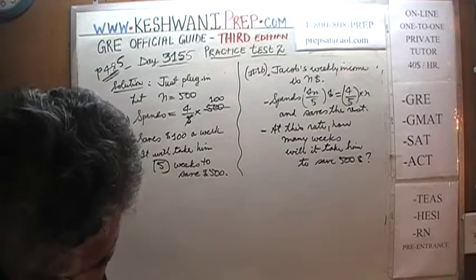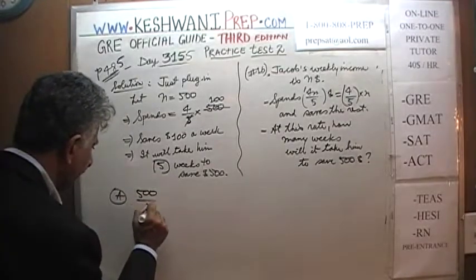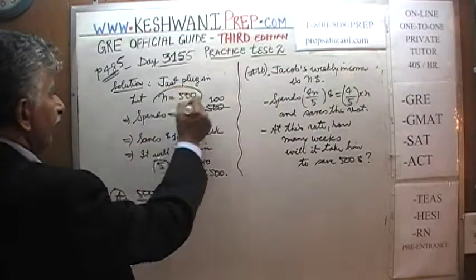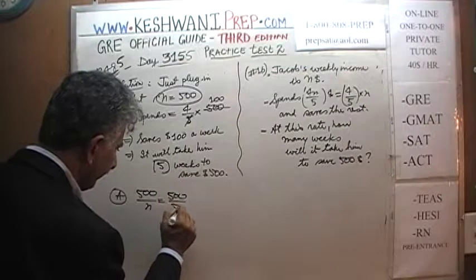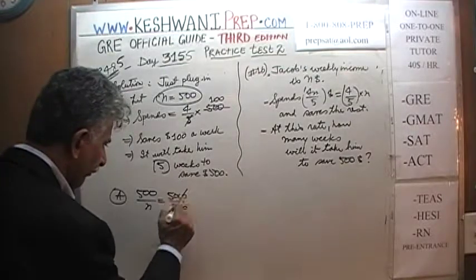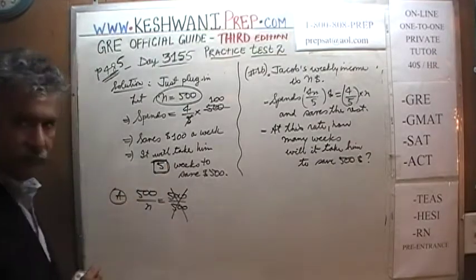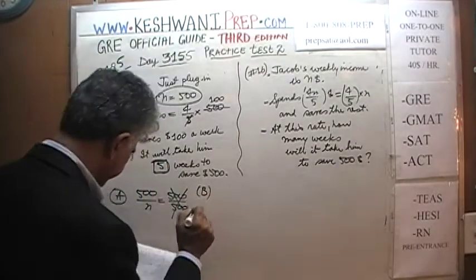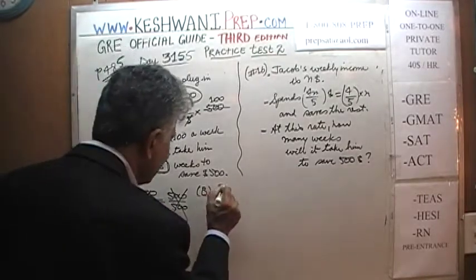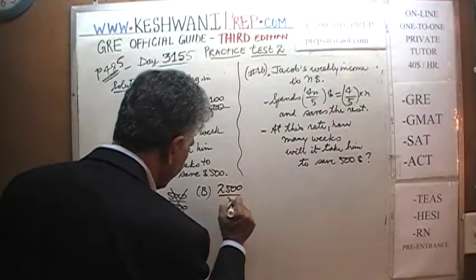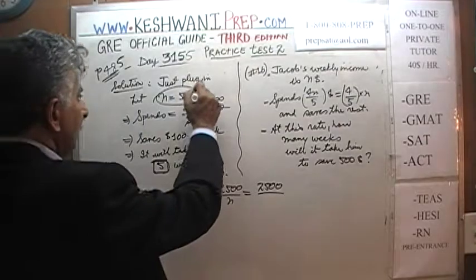Answer choice A says 500 over N. Well, N is 500. We plugged in 500 for N. So 500 over N would simply mean 500 over 500, and 500 over 500 is not going to give us 5. Our answer is 5. Let's look at answer choice B. Answer choice B says 2500 over N. And we plugged in the value of 500 for N.